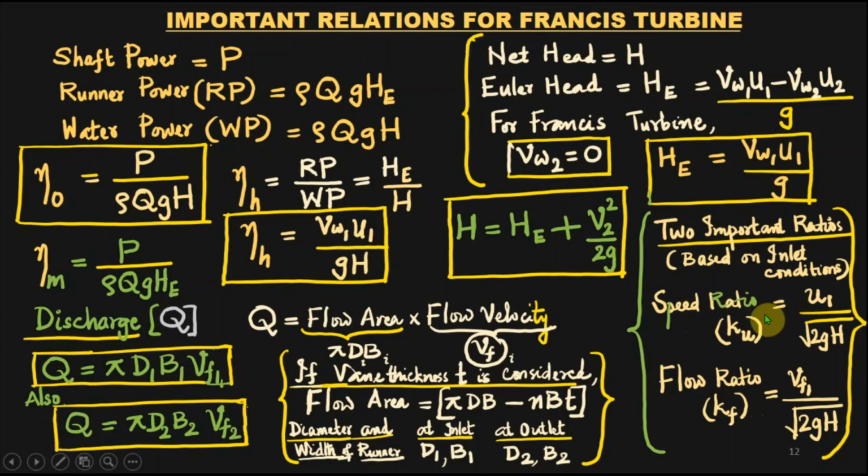The speed ratio based on inlet condition, K suffix U1, is U1 divided by root of 2GH. And the flow ratio is denoted by K suffix F. KF1 is the flow ratio based on the inlet condition, so Vf1 by root of 2gh. Therefore, the speed ratio Ku1 is equal to u1 by root of 2gh, and the flow ratio is Vf1 divided by root of 2gh. Flow ratio is denoted by K suffix F.